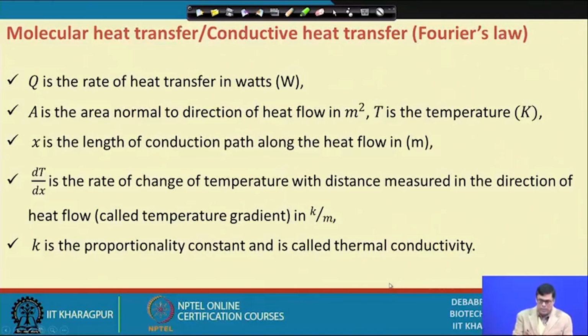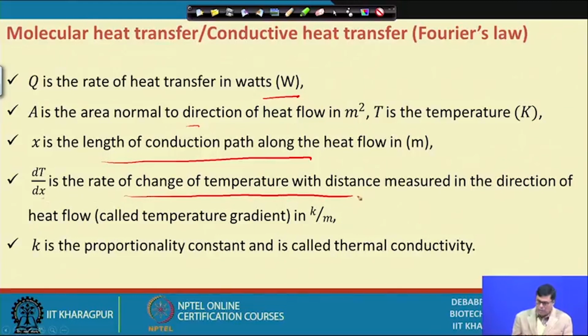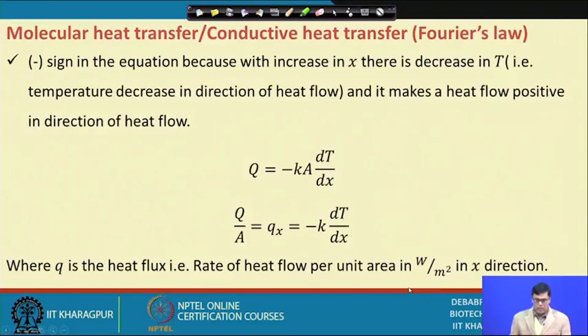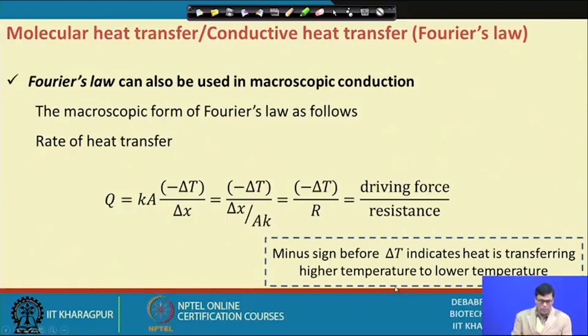Now, Q is the heat transfer that I told you, A is the area, x is the length of the conductive path, dT by dx is the rate of change of temperature with distance measured in the direction of the heat flow, and K is the proportionality constant. So we can write Q by A equal to K into dT by dx, and so Q equal to K into A into dT by dx.